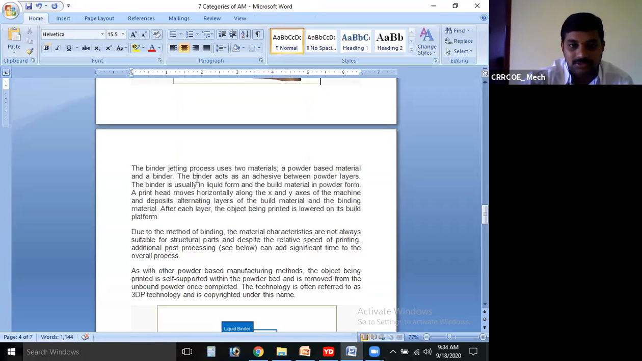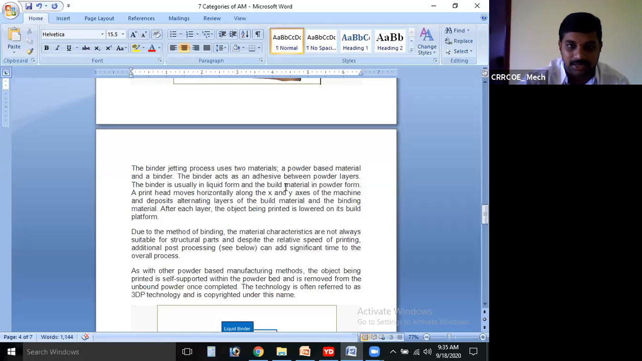The binder jetting process uses two materials, a powder-based material and a binder. That is how we get the name: we are additionally using a binder along with the powder-based material. The binder acts as an adhesive between powder layers. The binder is usually in liquid form and the build material in powder form.